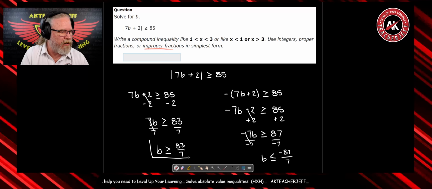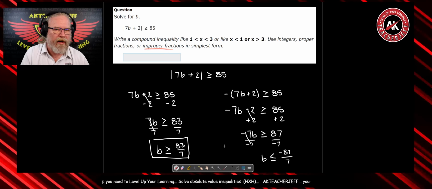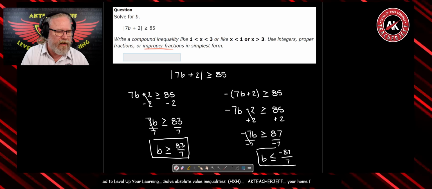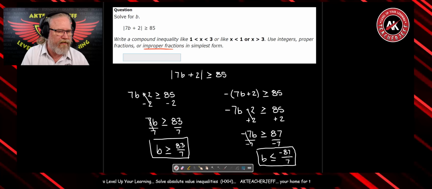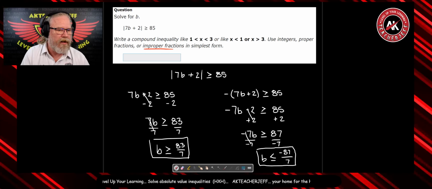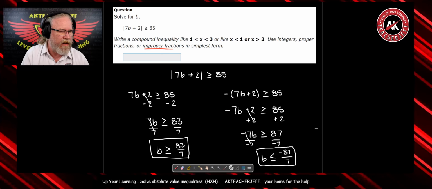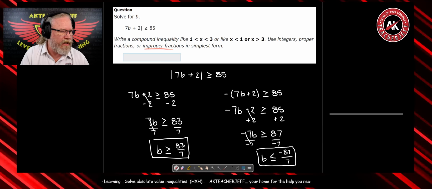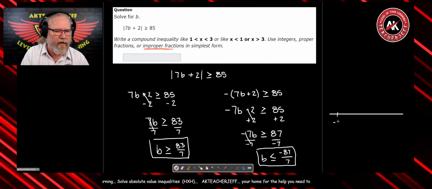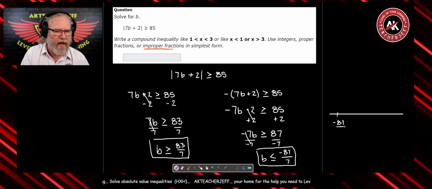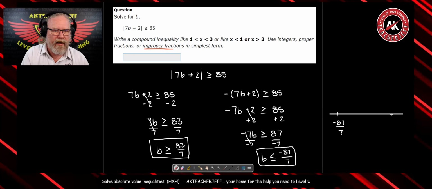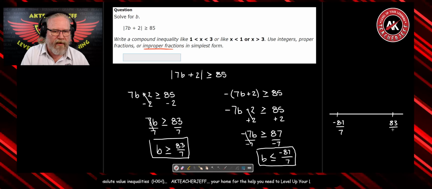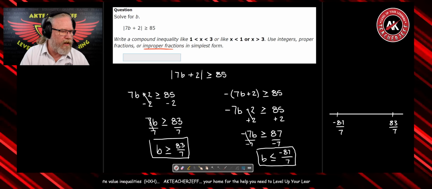So I have two solutions. B is greater than or equal to 83 over 7, and B is less than or equal to -87 over 7. Let's go ahead and graph this out on a number line. In this case, I'm going to have one number down here. This is going to be easy because negative numbers are going to be on the left, right? And then down here is going to be my positive 83 over 7. Good.